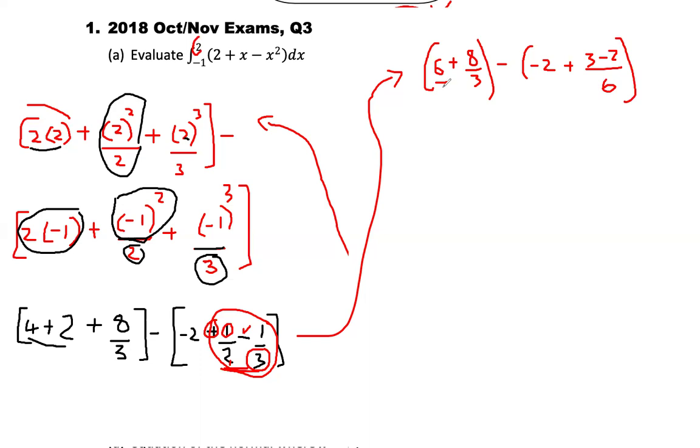The same thing we're going to do here. We find a common denominator, which is 3. 1 into 3, 3. 3 times 6, 18. Minus 3 into 3, 1. 1 times 8, 8. So this is what we have obtained from the first bracket.